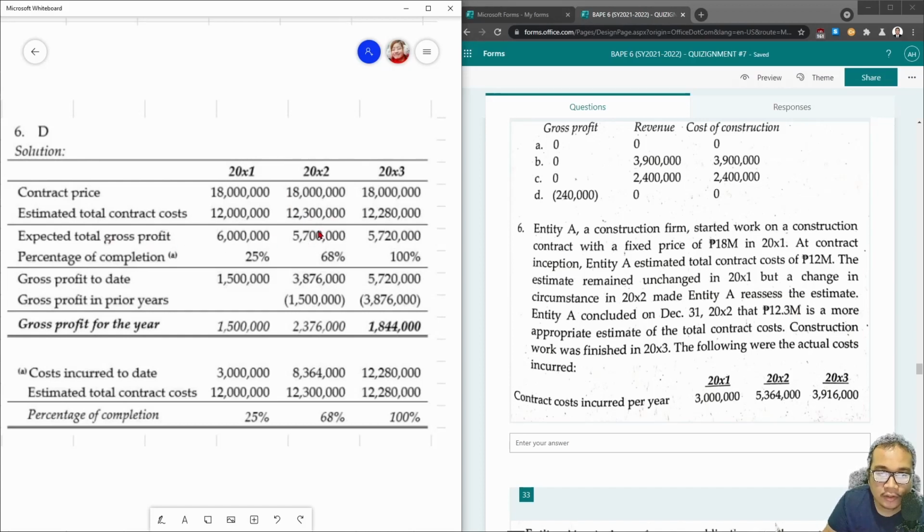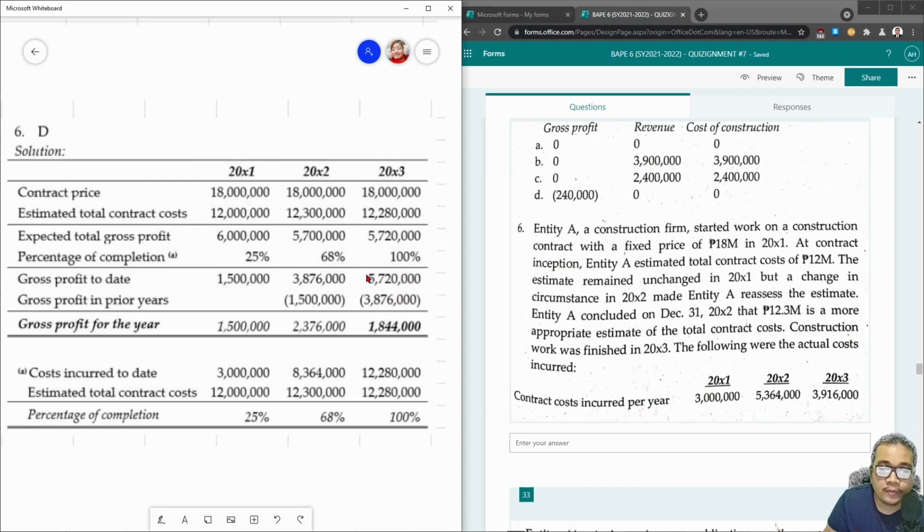So, yun. Expected total gross profit. Ngayon, this time, percentage of completion mo is 68% na. Nag-iba na yung dito mo, di ba? Sa computation, 12.3 na ginagamit. So, yun. Continue lang. Then, gross profit to date, 3.876. Tanggalan mo yung prior year kasi hinahanap mo lang yung for that particular year, kasi as you can see, as you have discussed, cumulative yan sila. So, yun, 3.7. Then, same this year, 18.12, 100% na kasi completed na siya.